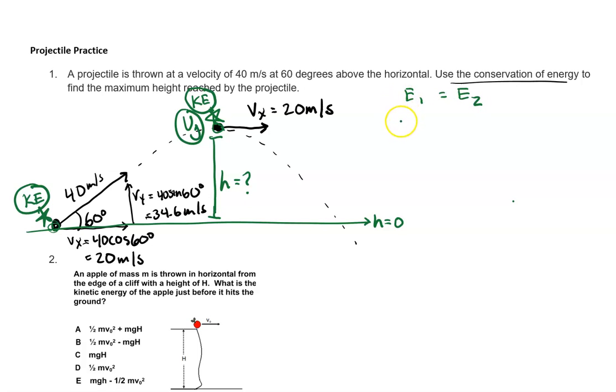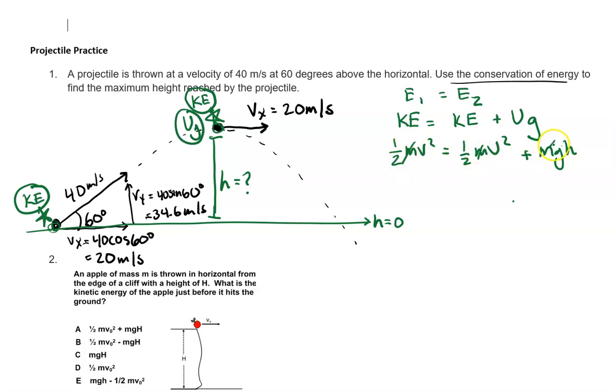Cool. At energy 1, we have all kinetic energy. And at point 2, we have a combination of kinetic energy plus potential energy. So let's put in our equation. It's 1/2 mv squared equals 1/2 mv squared plus mgh. It looks like m is in every single term, so I can divide both sides by m. So I'm just left with what I have right here.